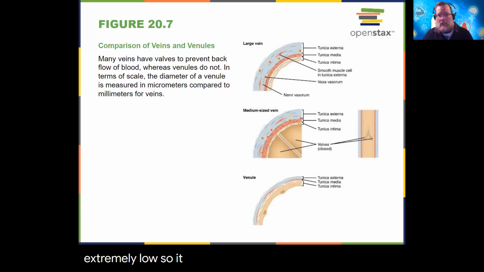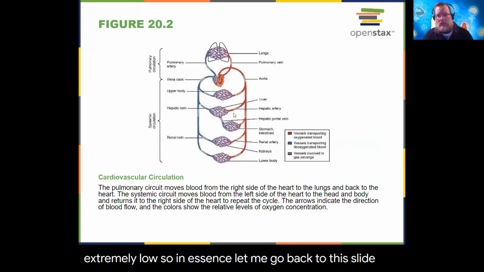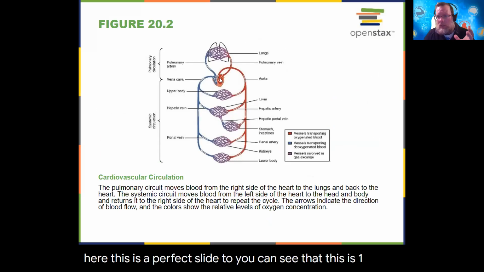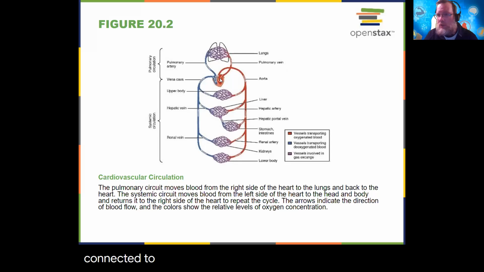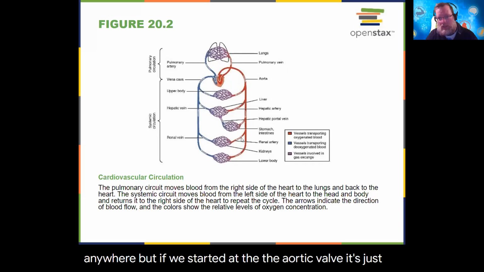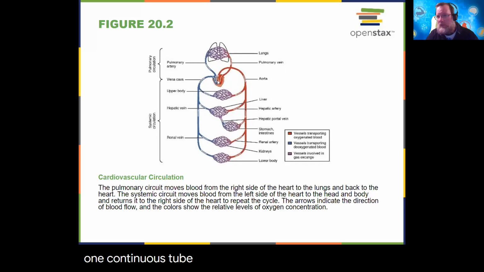So in essence, let me go back to this slide here. This is a perfect slide. You can see that this is one connected tube, and it just happens to have a pump in the middle. If we start the tube, we could start it anywhere, but if we start it at the aortic valve, it's just one continuous tube. It goes right back and plugs into the heart. So this side of the tube where I pump the hardest and eject the blood into the aorta, that's where we're going to see the highest amount of pressure.